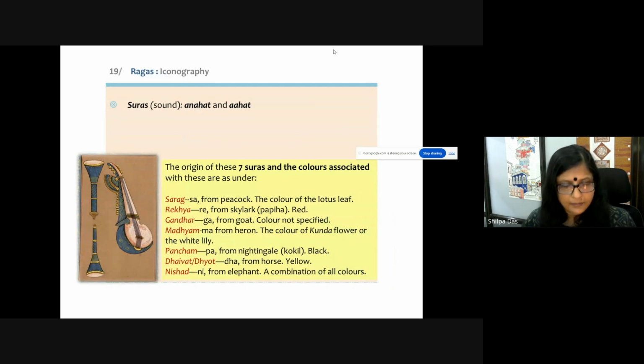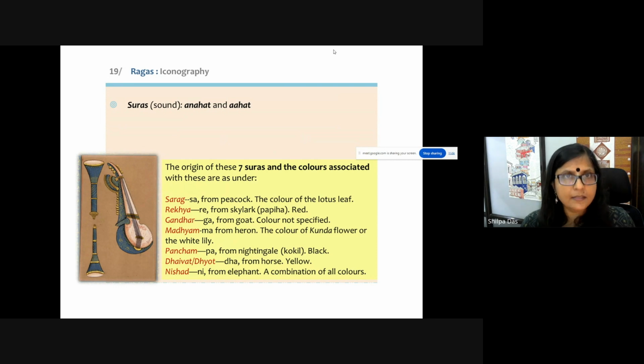So, again, the last thing before we start looking at the images is that in Ragamalas, for example, one poet who scribbled something behind a certain folio said that sur or sound is of two types. There is anahat and there is ahat. Ahat means the sound that is produced when you strike two things against each other. So, if I clap my hands like this, I'm striking my two hands, that is ahat sound.